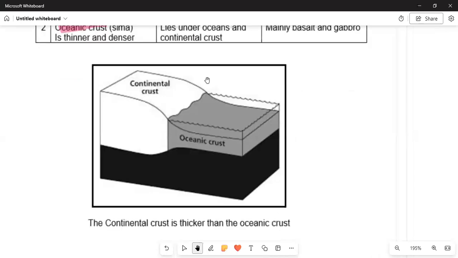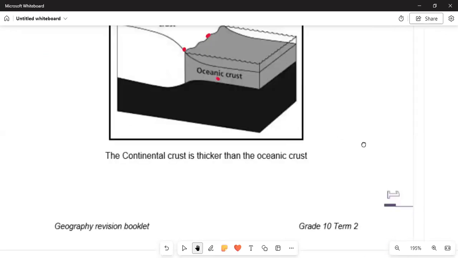The continental crust is thicker than the oceanic crust. So where is the oceanic crust? You can see this greenish part around the circumference; that is the oceanic crust. It is much thinner compared to the continental. You can see how big the continental crust is, thicker than the oceanic crust, because they both play a major role.